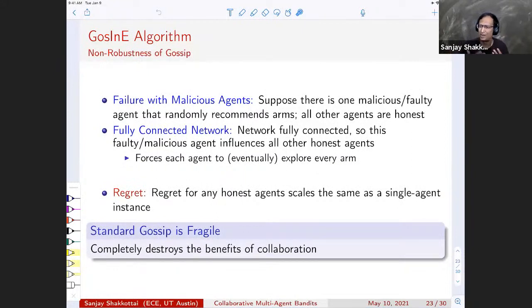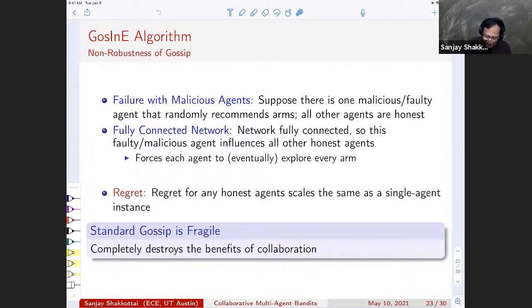So it's going to force the agent to explore all K of the arms. So you'll completely lose the benefits of collaboration. In fact, in this case, you can prove that our previous algorithm gives K log T, even with one faulty agent. So this essentially is not good. It says that previous algorithm is sort of fragile, because even one faulty node in the network will mess up this entire benefit of collaboration.